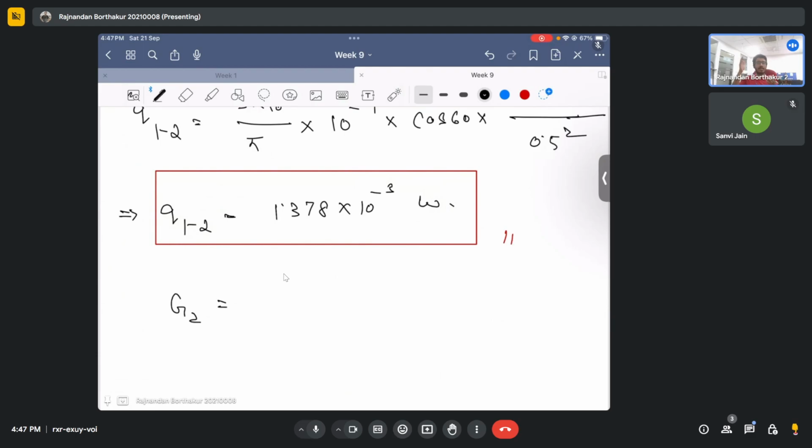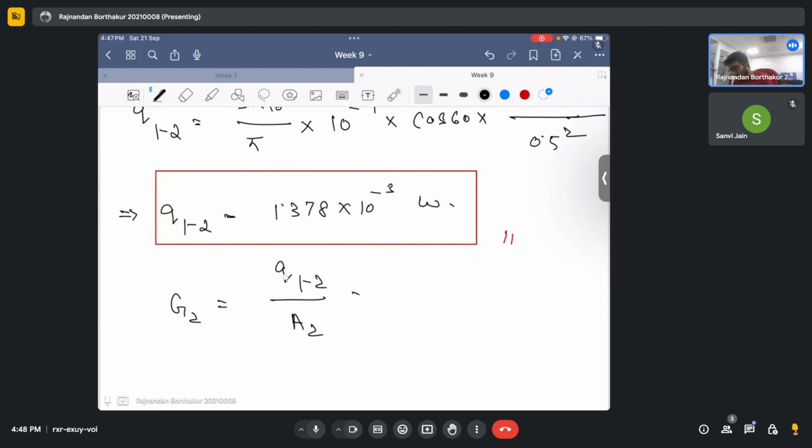Irradiation means the radiation flux that falls on a surface. Now, the radiation flux that falls on surface 2 should come from surface 1, right? And we already know the amount of emitted energy of surface 1 that falls on surface 2. So the irradiation on surface 2 is nothing but the amount of energy coming from surface 1 falling on surface 2, divided by the area of surface 2.